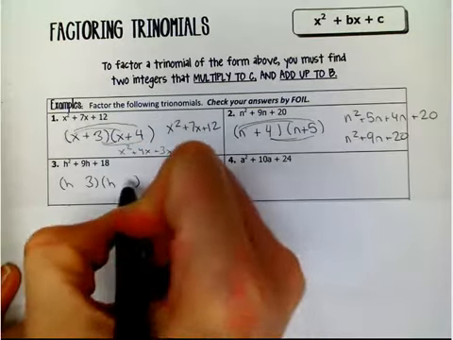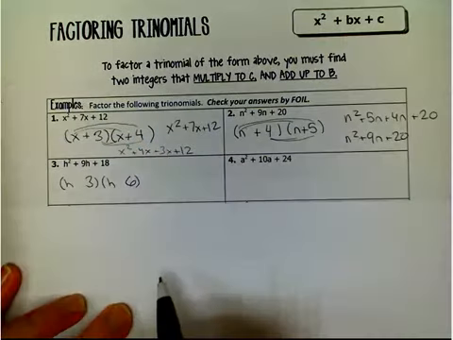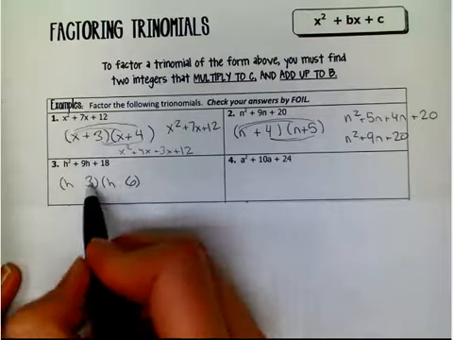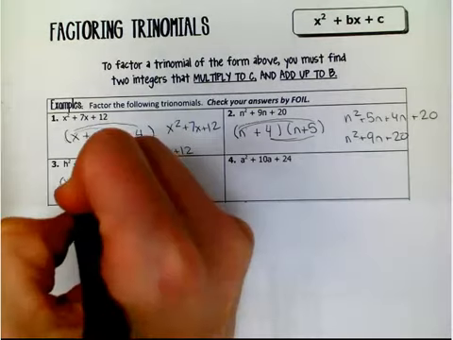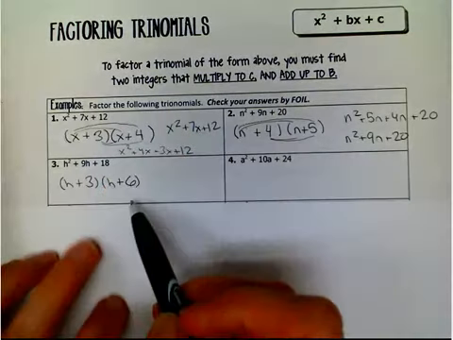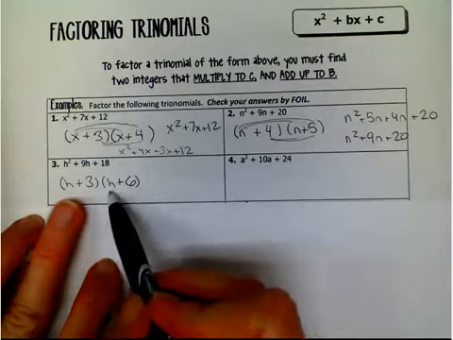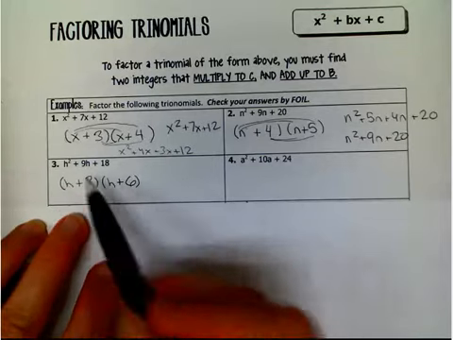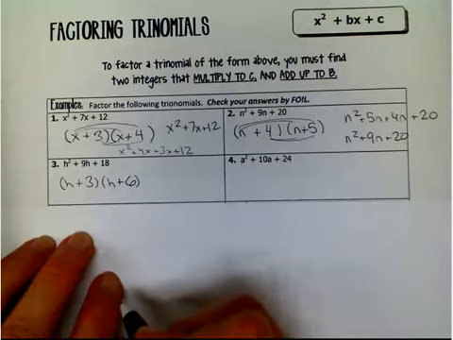So if I have a 3 and a 6 here, that means I need a positive 18, so I'm going to make both of these positive, and that's going to work out that when I add these two together, when I multiply and FOIL, I'm going to end up with a 9h.